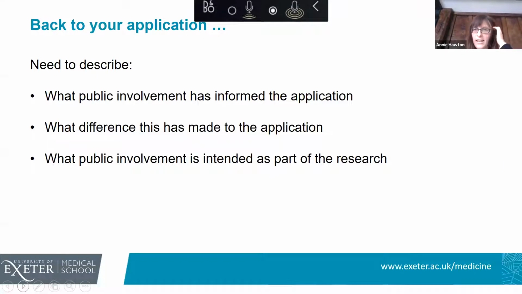Okay, onto the final slide, and I'd like to go full circle back to thinking about your application as a PI. Just some of the things that will be expected for that application. For the application, you will need to describe what public involvement has informed the application, what you've done, why you did it, what you found out, and then what difference that public involvement has made to the application, what you've changed or altered in terms of what you will do and how you will do it. And thirdly, there's also the need to describe what public involvement is intended to form part of the research study.